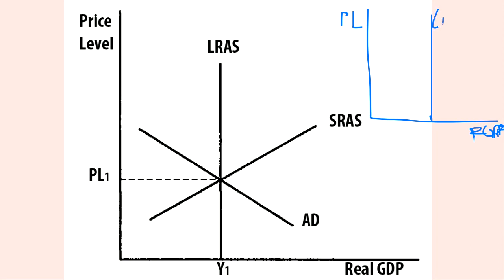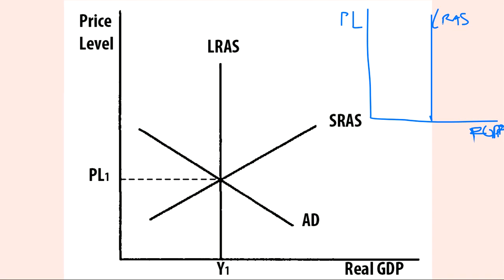Because that's what tells me where my economy is at, right? Without a long-run aggregate supply, I have no clue if I'm in a recession or in inflation. I have no clue what's happening in my economy if you only give me short-run aggregate supply and aggregate demand. So when I make these, the first thing I do is an LRAS. That way I never forget it.